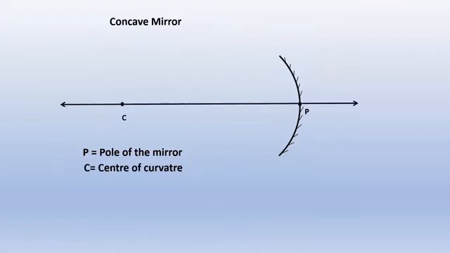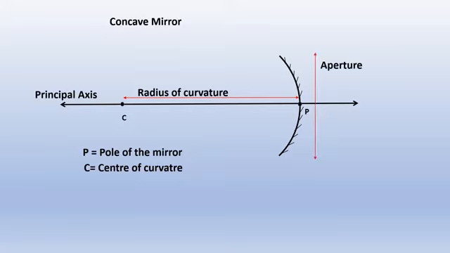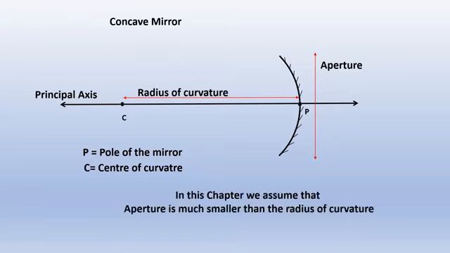The middle of the mirror is called the pole of the mirror. The center of the sphere of which the mirror is a part is called the center of curvature. The line joining the center of curvature and the pole of the mirror is called the principal axis. The distance between the pole of the mirror and the center of curvature is called the radius of curvature. The length of the mirror is called the aperture. In this chapter, we assume that the aperture is much smaller than the radius of curvature.